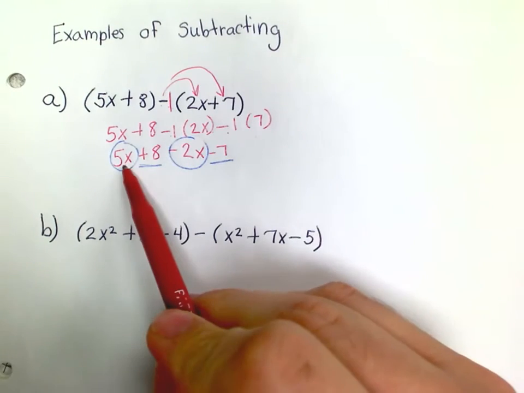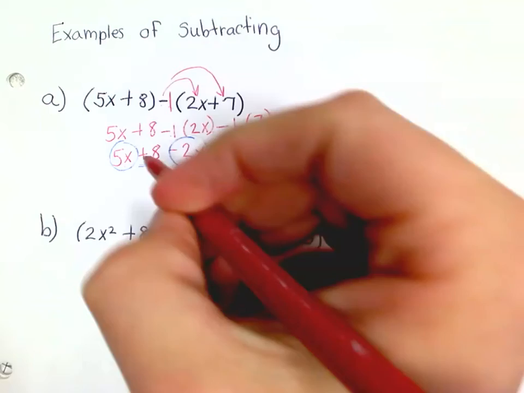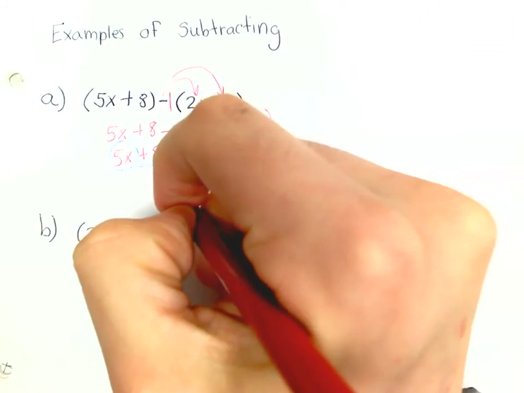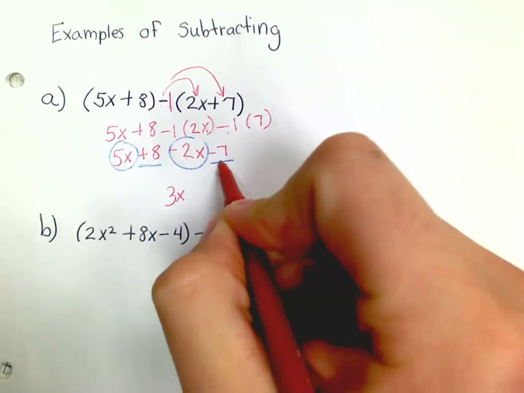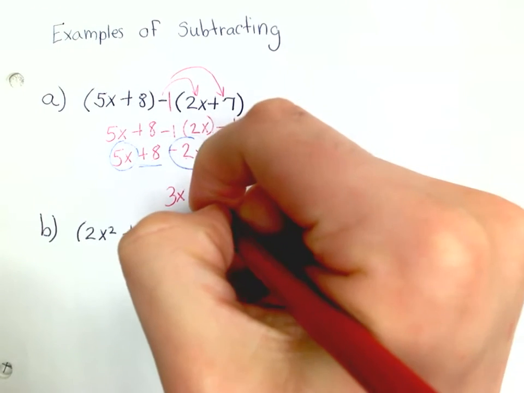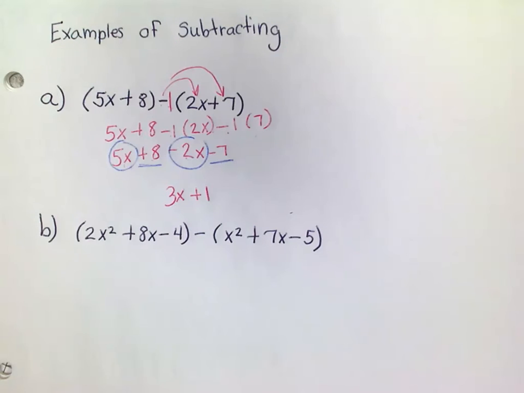So let's bring this together. 5x minus 2x, or just 5 minus 2, is 3. Let's attach that x back with it. And then 8 minus 7 is a positive 1. And that's your answer for that. So let's look at B.